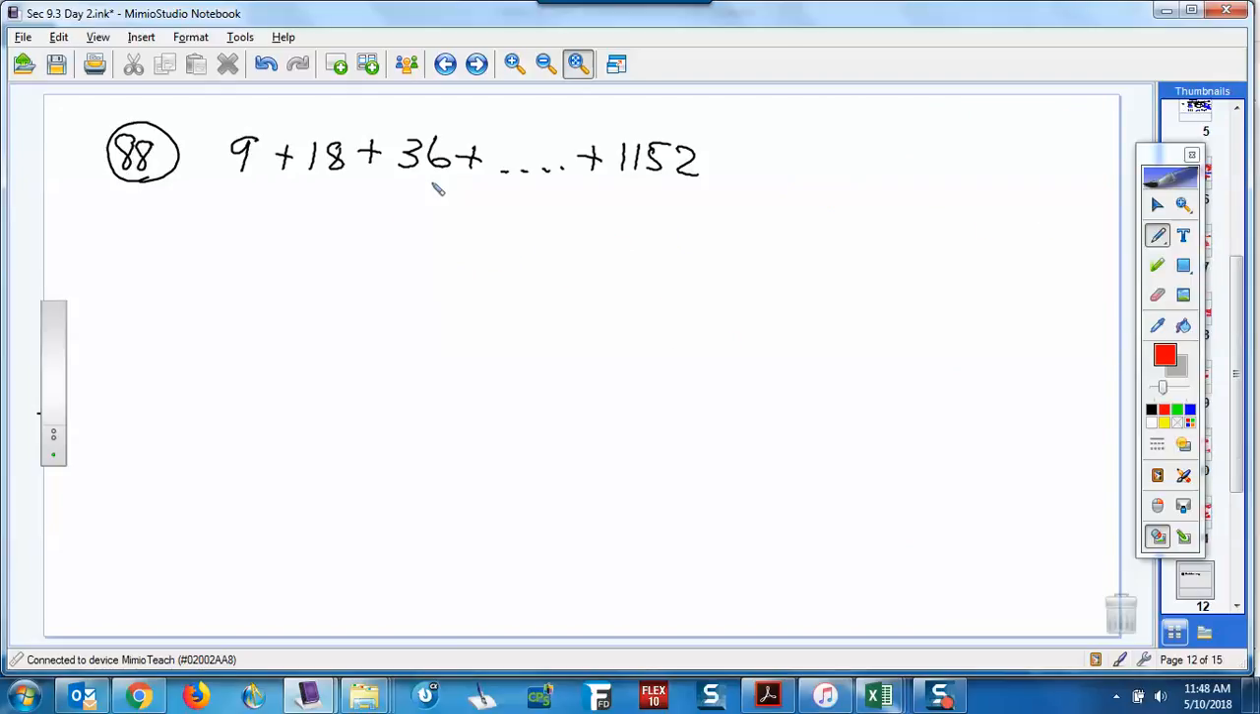All right, do that one. Again, notice that it's a sum, so that's what it's asking. I didn't give any directions there, but the directions would be find the sum.